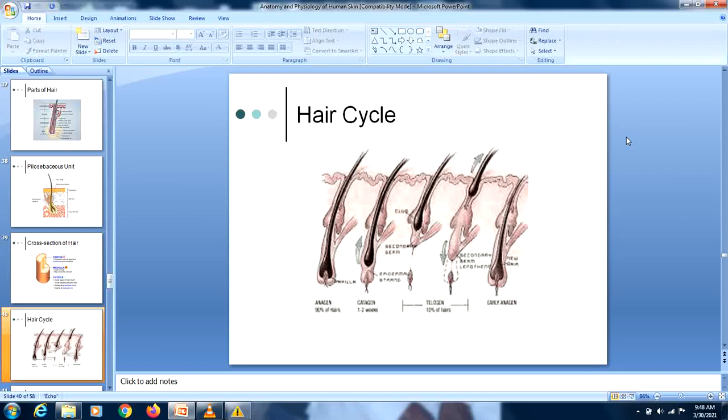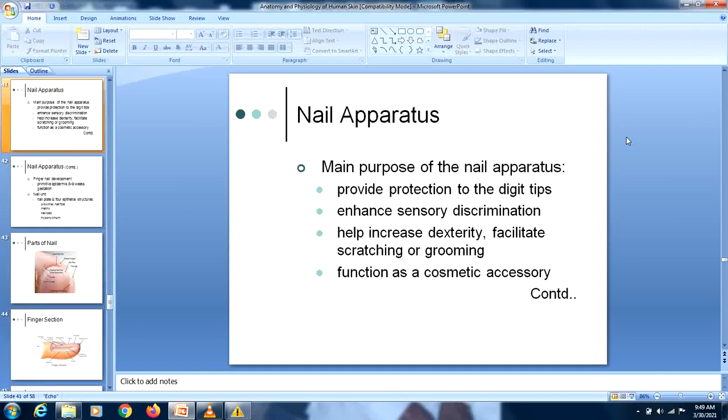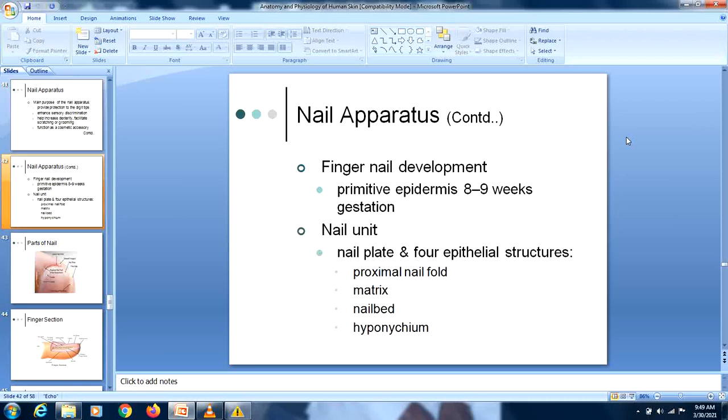Catagen is the resting phase, and telogen is the losing phase or the falling phase. Regarding the nail apparatus, the main purpose of the nail apparatus is to provide protection to the digit tips, enhance sensory discrimination, help increase dexterity, facilitate scratching or grooming, and function as a cosmetic accessory.